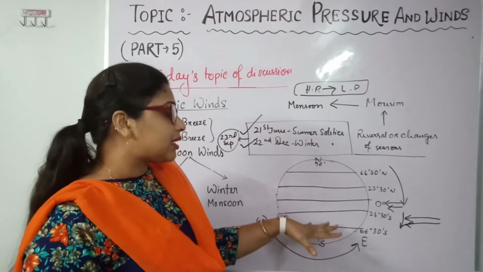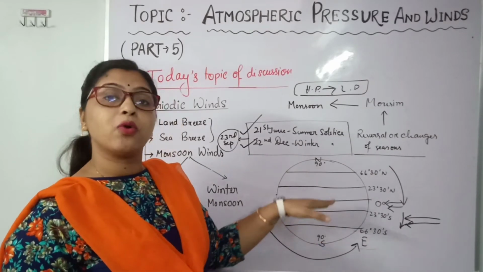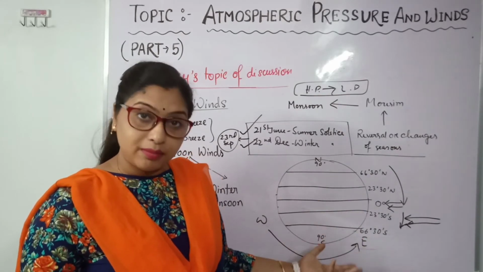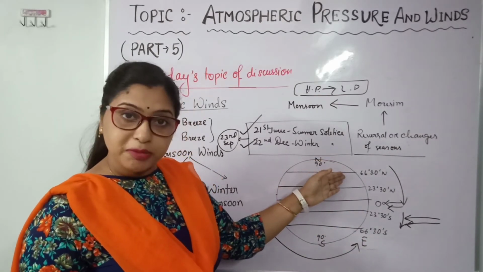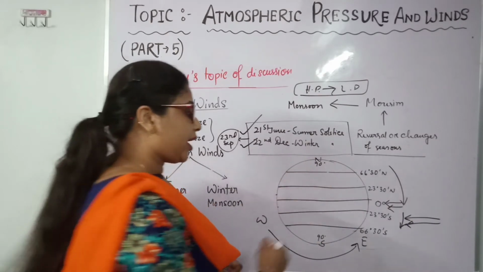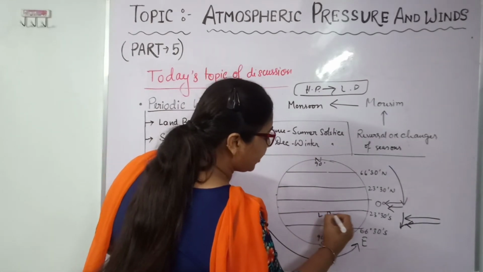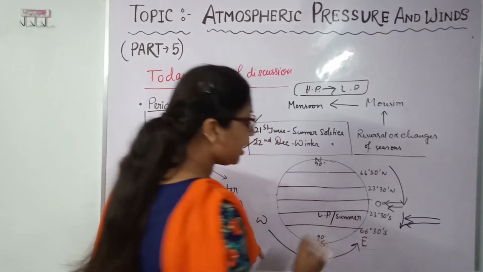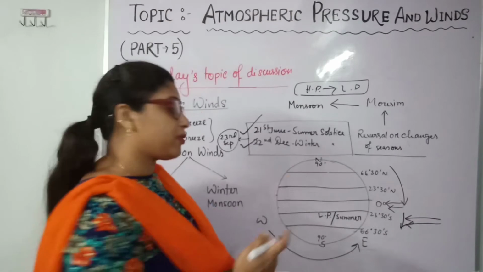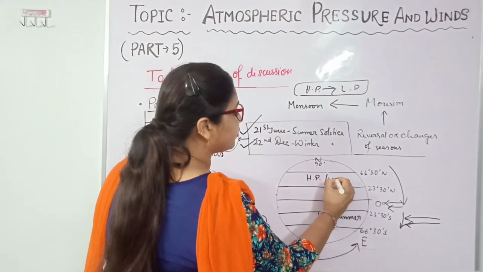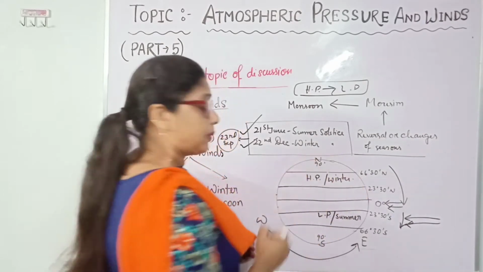Due to the direct rays of the sun in the southern hemisphere over the Tropic of Capricorn, obviously the day duration will be higher than the northern hemisphere, and the temperature will be higher than the northern hemisphere. Due to that, in the southern hemisphere we will have low pressure, with the summer season forming here. And just opposite, in the northern hemisphere there will be high pressure, and with that the winter season will be there.